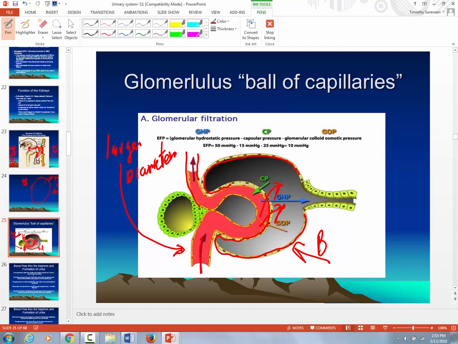So think of the Bowman's capsule as the sink. The spaghetti strainer as the spaghetti strainer, right? The ball of capillaries. So the big stuff in the blood is going to be caught. So red blood cells, white blood cells, and albumin are not going to get through that spaghetti strainer. And anything that is not filtered by the glomerulus leaves the glomerulus through the efferent arteriole. Who's following me so far?